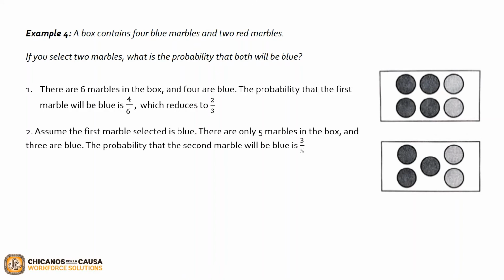So now we have 2/3 and 3/5, and we're looking at the entire probability. So what we're going to want to do is to multiply both events with one another to find the probability of both events. So if we take 2/3 times 3/5, that gives us 6/15, which share a multiple of 3. So if we divide both 6 and 15 by 3, that gives us a final answer of 2/5.